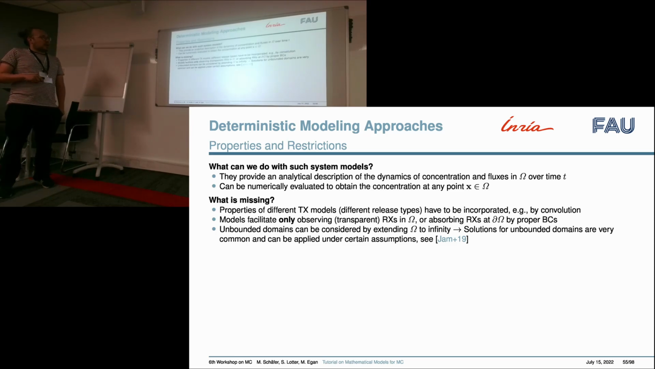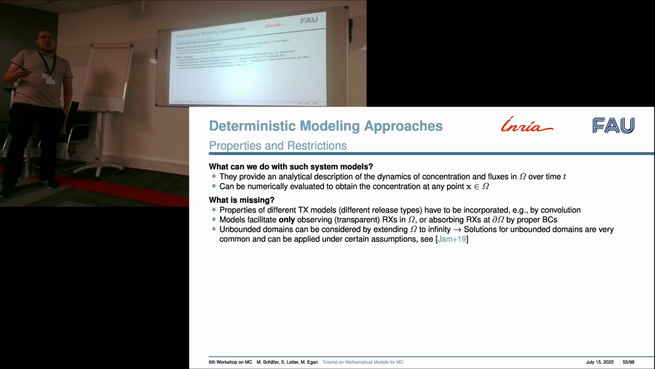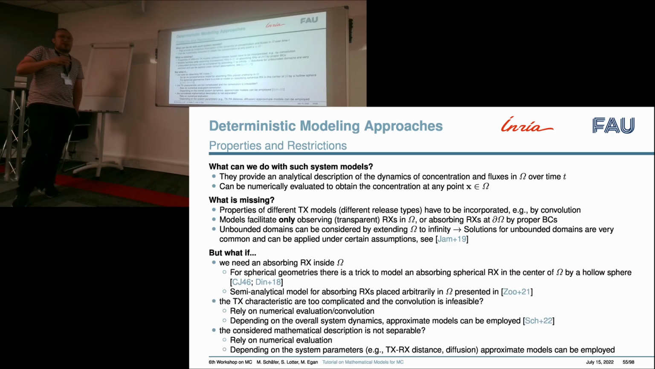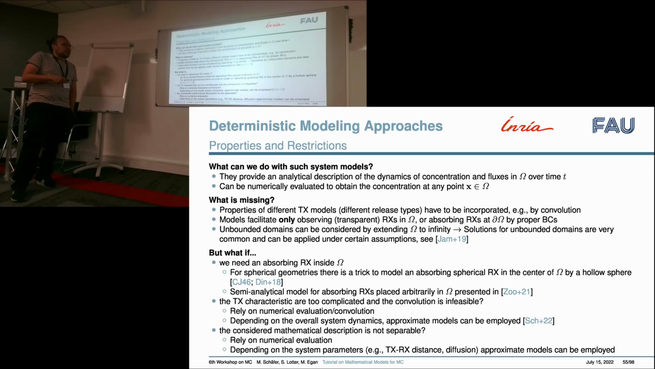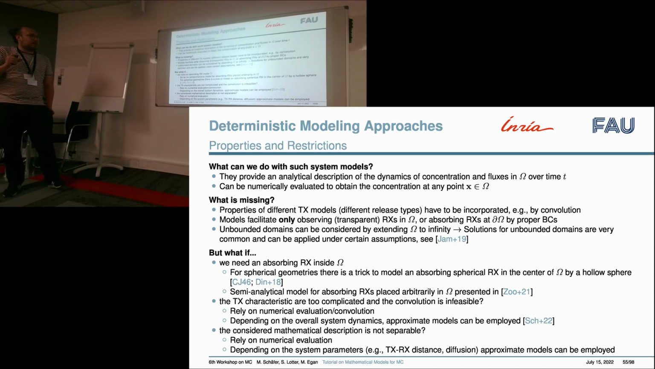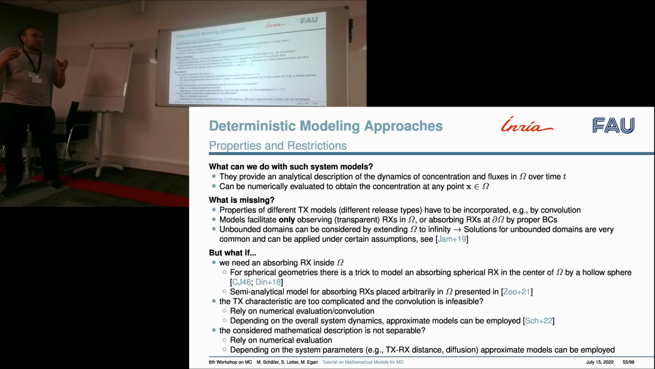And we have not considered unbounded domains, and they can just be considered by shifting the boundary to infinity. There have also been many solutions proposed for unbounded domains, but I tend to focus on bounded domains here. But what happens if we need an absorbing receiver inside the volume, which might happen sometimes? So far there's no really comprehensive model to place absorbing receivers in really bounded domains. For some spherical geometries, there's a trick of modeling the absorbing receiver by a hollow sphere, where the inner sphere is the absorbing boundary.